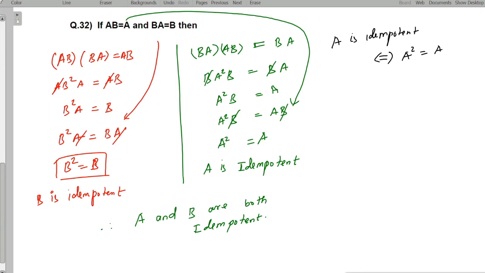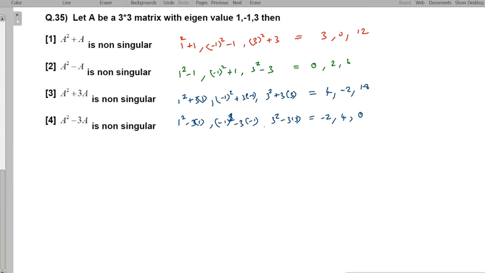But in this case definitely a and b are not zero, that means non-singular is most important, then only you can prove this result. That is, modulus a, the determinant of a and the determinant of b, is not equal to 0. That means a and b should be non-singular matrices. Then only you can prove this result.